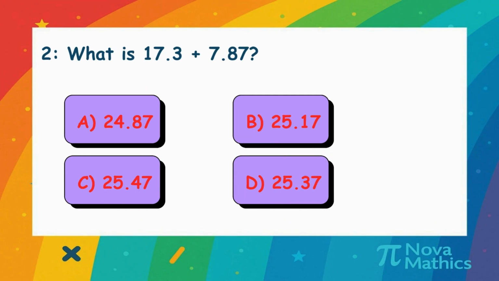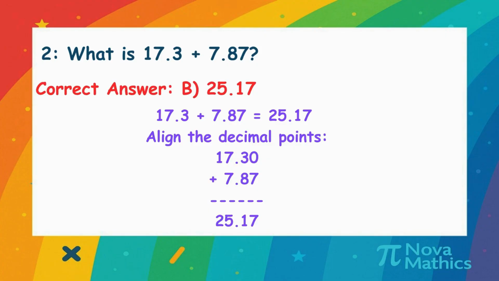2. What is 17.3 plus 7.87? Correct answer is 25.17. First line up the decimal points, then add each digit. You get 25.17.